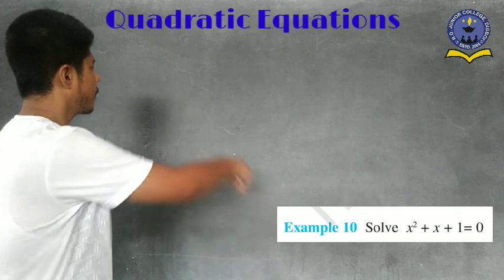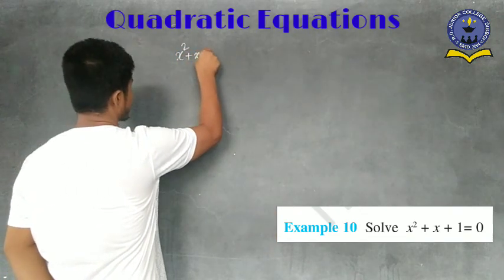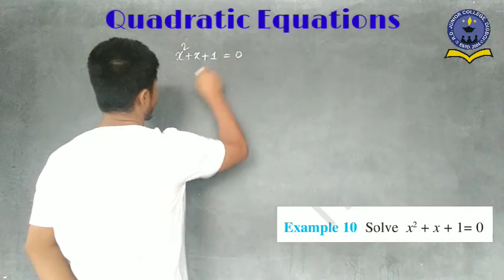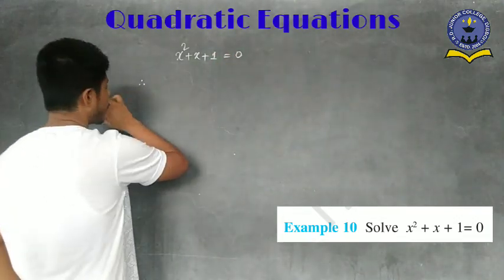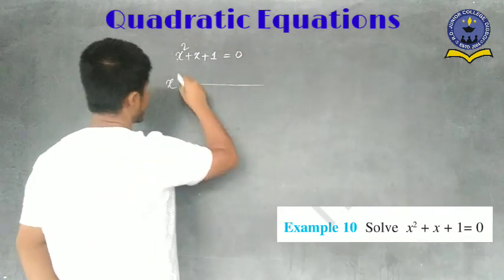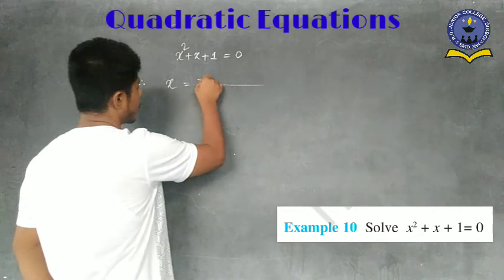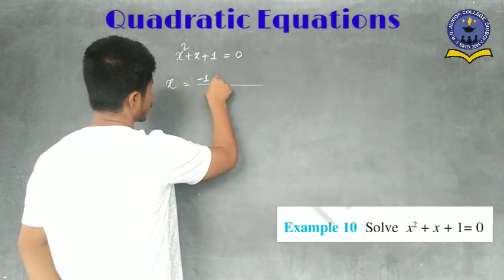So in this case, if you see the question is given here, x square plus x plus 1 equals 0. If we directly apply the quadratic formula here, so x equals what we get? Minus of b. Minus of b means in this case we have to write minus of 1, isn't it? Plus minus root over b square.